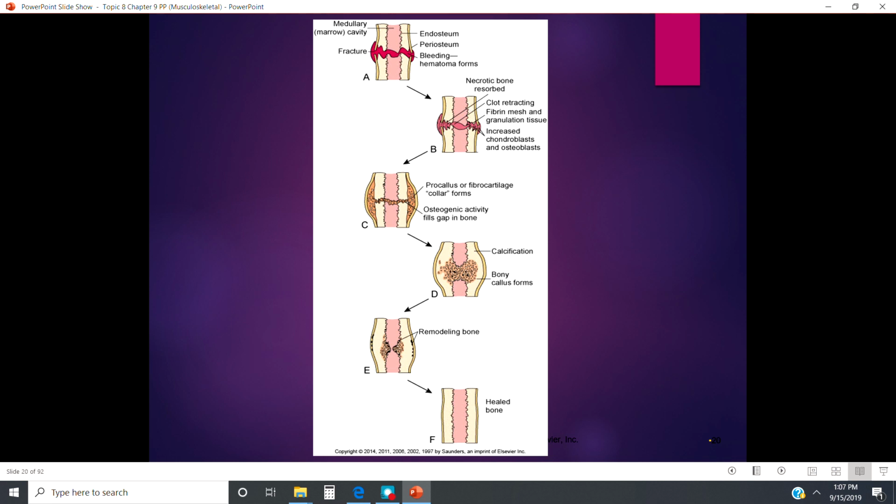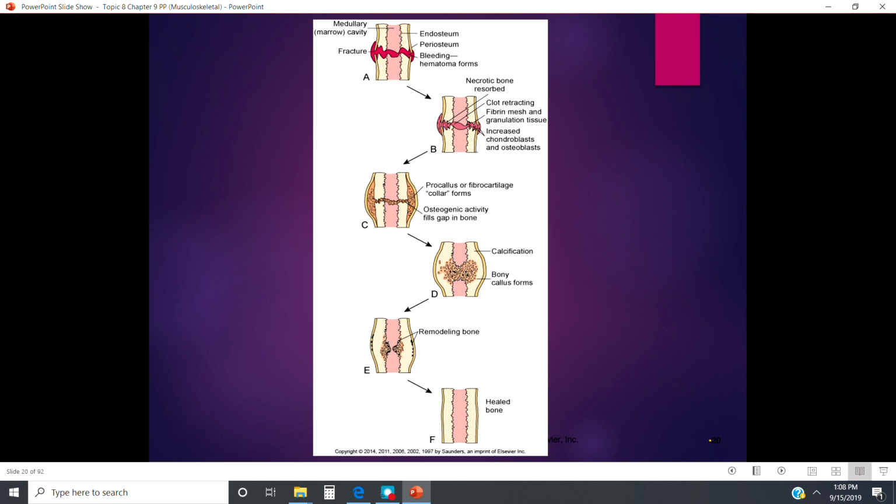Now, in the second step, we get rid of some of that necrotic bone, right? Some of the dead bone in there, some of the bone fragments. We have to start clean, right? We can't have old bone stuck where we're going to be building new bone. That doesn't work. The clot starts to retract, but now we start to bring in some granulation tissue, which is going to be the collagen. The chondroblasts here are going to start to bring in some cartilage, that type of thing, right? So this is where we now have the granulation stage. We're starting to fill this blood clot with granulation tissue.